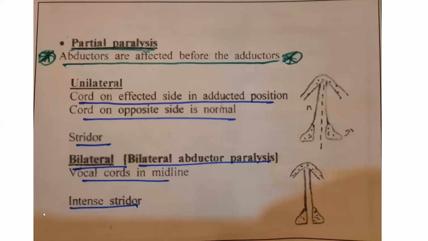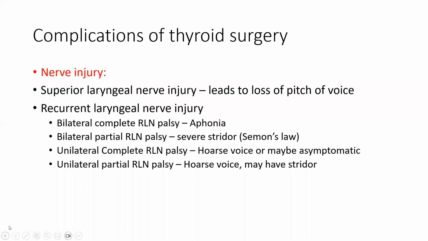Unilateral complete recurrent laryngeal nerve palsy, you can have a hoarse voice, or they may be asymptomatic. Unilateral partial recurrent laryngeal nerve palsy, they can also have a hoarse voice, and may have a stridor. Mainly know this: bilateral partial recurrent laryngeal nerve palsy gives rise to a severe stridor. That is Semon's law, okay?